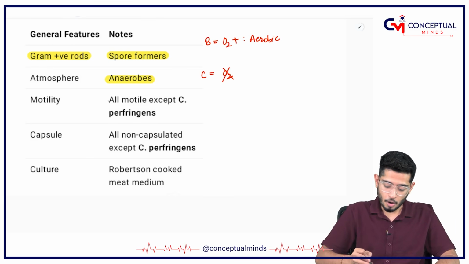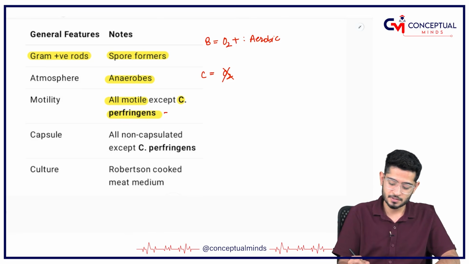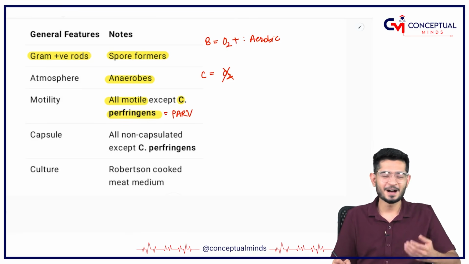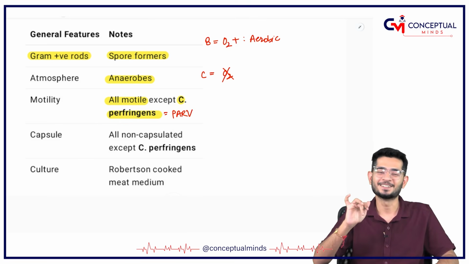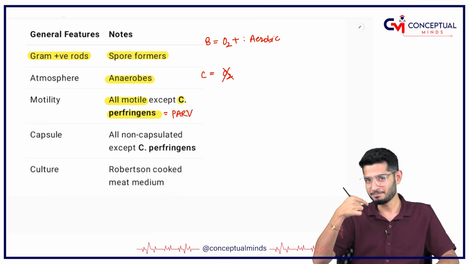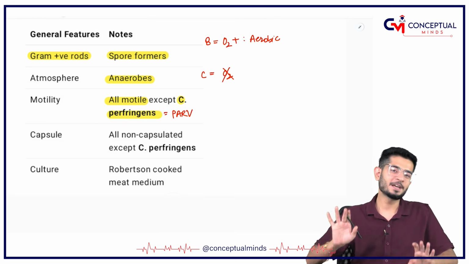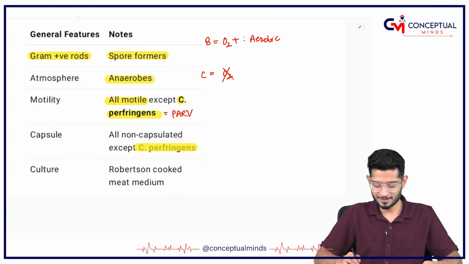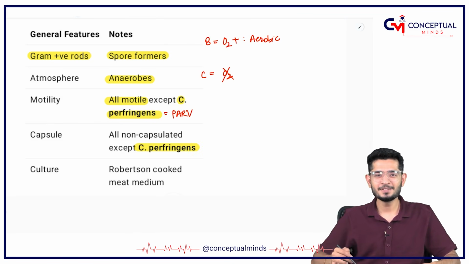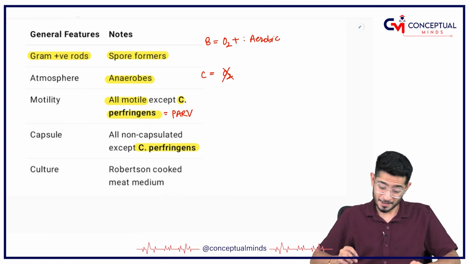Motility, remember all are motile except Clostridium perfringens. So, perfringens is non-motile. All Clostridia are motile except Perfringens. All are non-capsulated, they do not have a capsule, but Perfringens has a capsule. Perfringens is capsulated, others are non-capsulated.